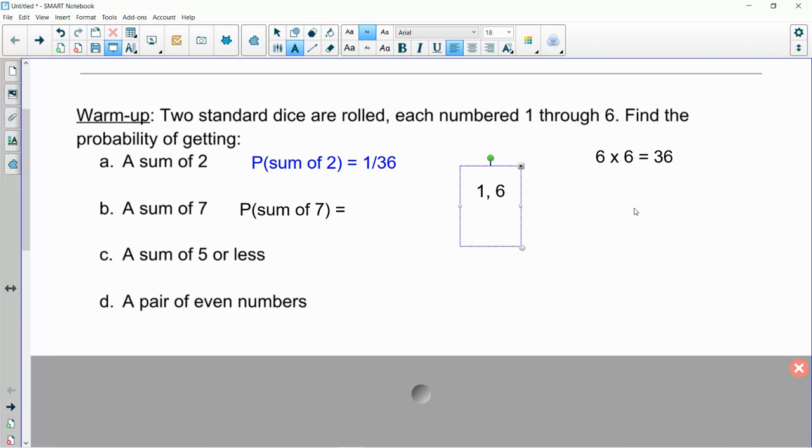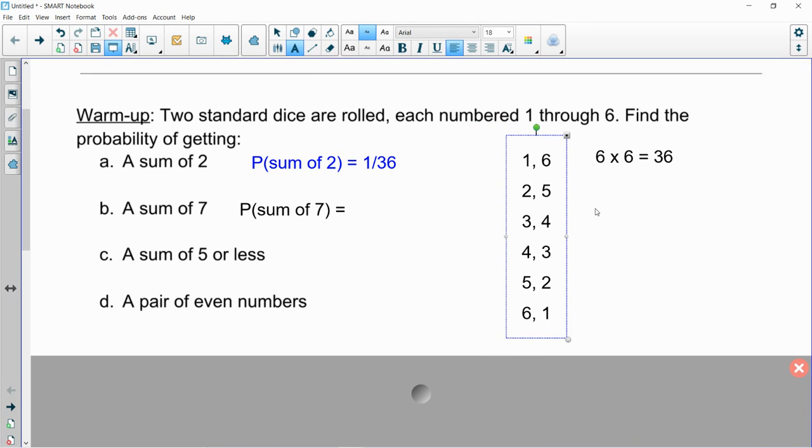All right, so let's keep going. So we could do 2 and a 5. We could also do a 3 and a 4. What else could we do? How about a 4 and a 3? Now we see this reversal of the order. 5 and a 2. 6 and a 1. So if we look here at all the possible combinations: 1 and 6, 2 and 5, 3 and 4, 4 and 3, 5 and 2, 6 and 1.